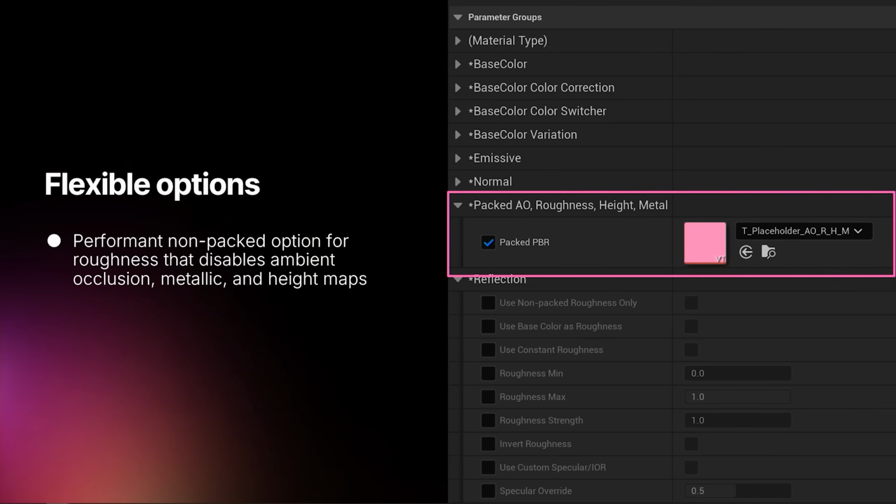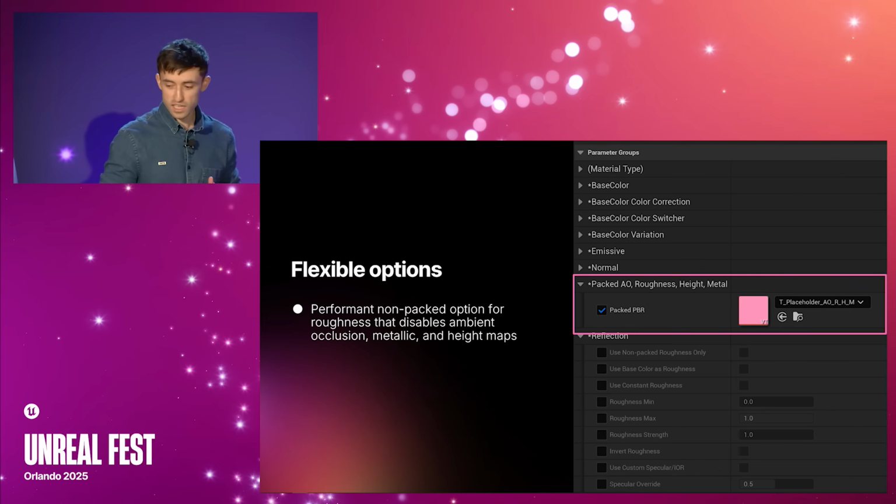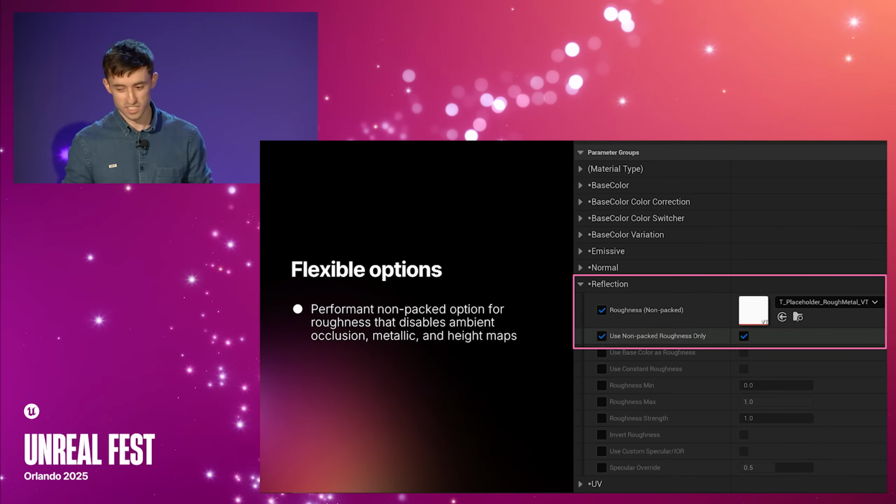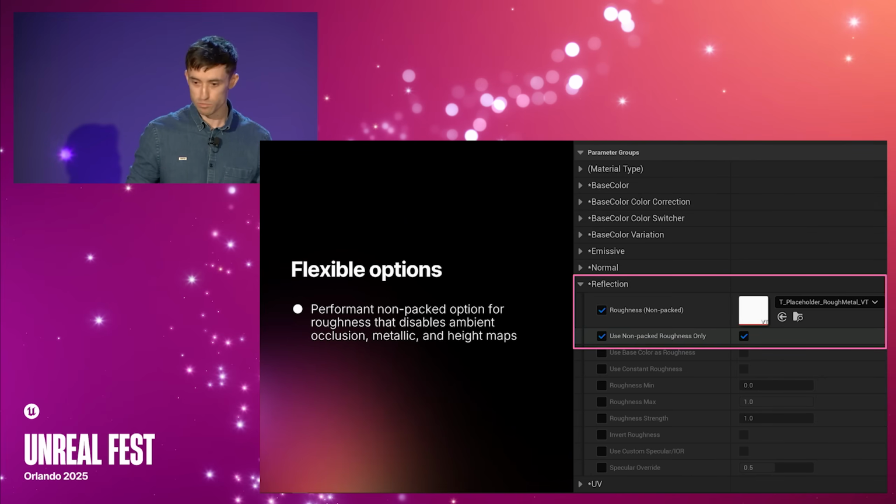Everything going into Unreal from our connector library is packed. So we use AO, roughness, height, and metallic. And we want to make sure that if you don't need or you don't have an AO or a height or metal map, that you can simply just ignore it and just say, no, let's just turn on use roughness only and just use my roughness map. I don't want to have to waste time packing something where all the other channels are just blank.